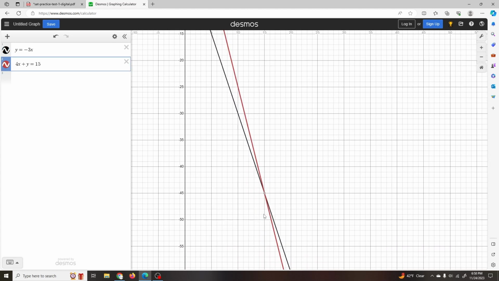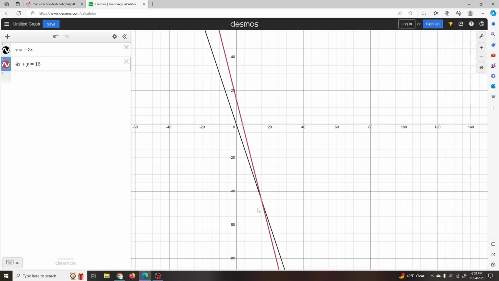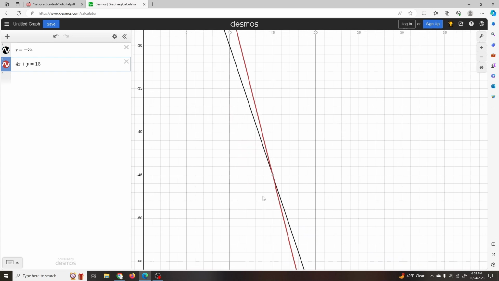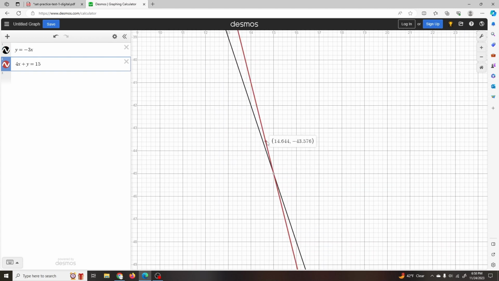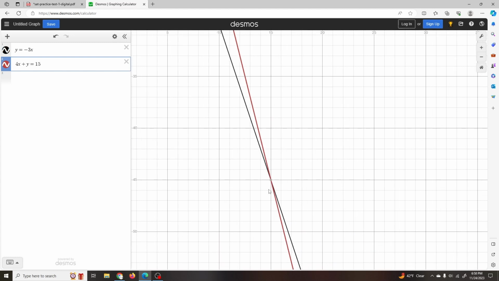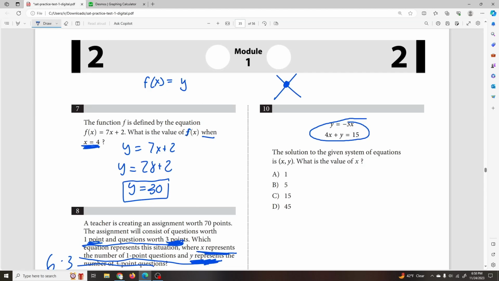And I can see that that point is going to be at 15 comma negative 45. Right? I can keep on scrolling in, and that's just the point where they touch, right? And if I highlight one of these lines, the gray point is always going to be the point of intersection. That means that the solution, or the point at which they touch or intersect, is going to be at 15 comma negative 45.